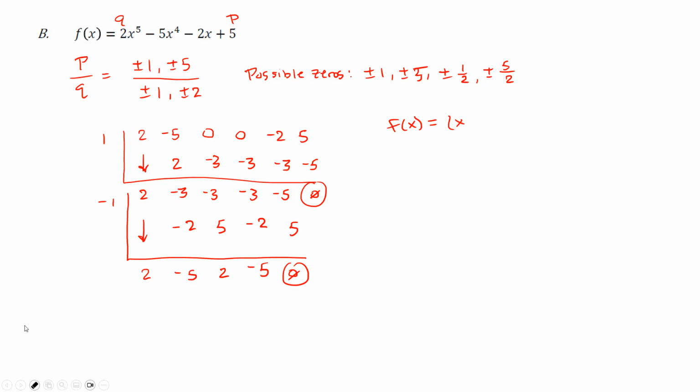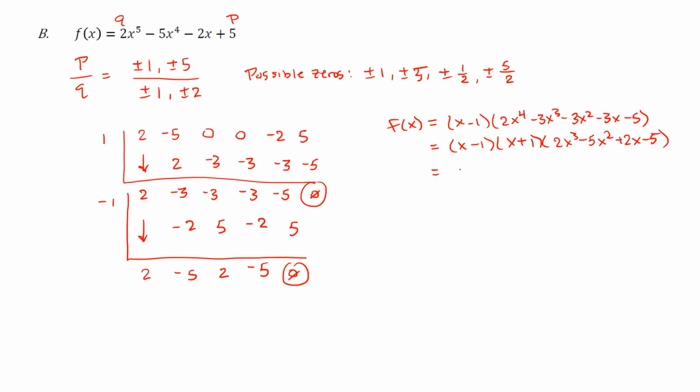x minus 1 times 2x to the 4 minus 3x cubed minus 3x squared minus 3x minus 5. And then I divided by -1, that's factors x plus 1, and I got 2x cubed minus 5x squared plus 2x minus 5.